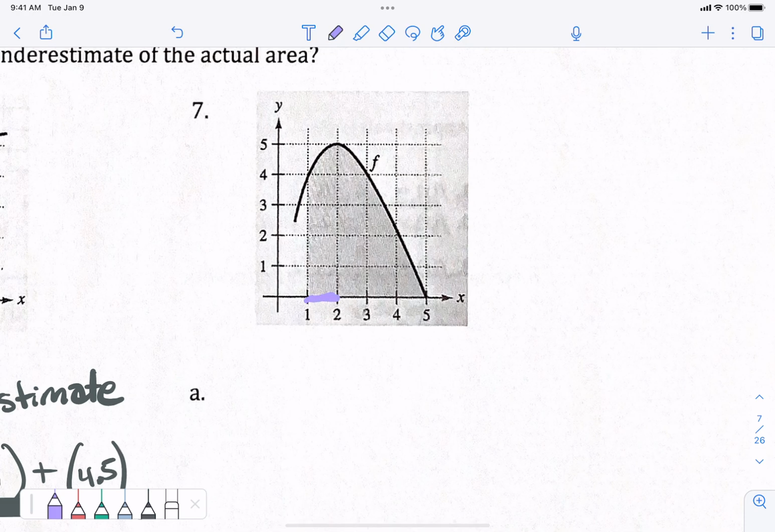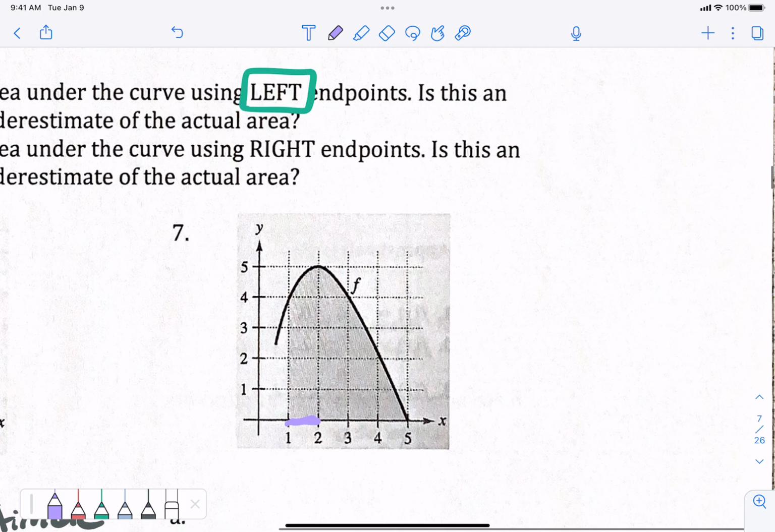Okay, here's my first rectangle. How tall is it going to be? 4. The other one, how tall is it going to be? The next one, if it's hitting on the left side, is going to be 5. It's going to be 5 tall because it's hitting the left corner of my rectangle. So do you see how the first rectangle is under, but the second rectangle is over?